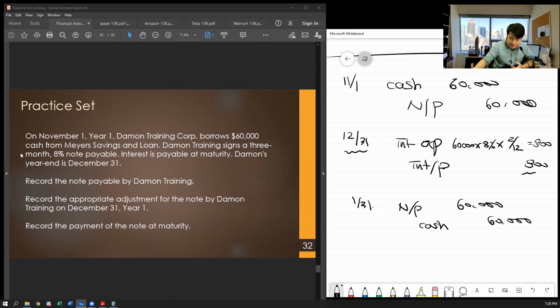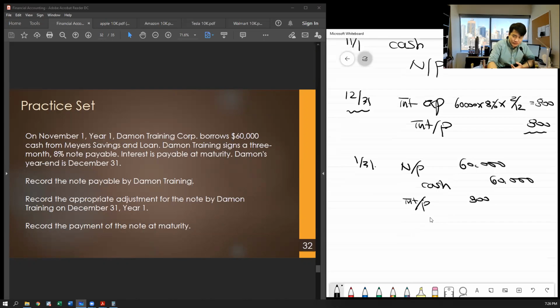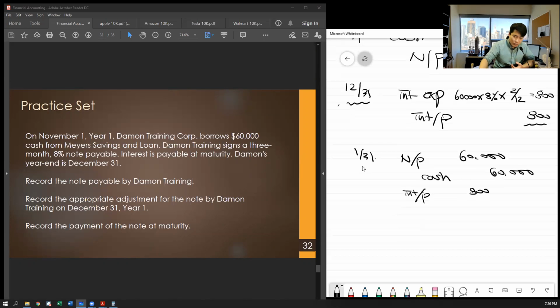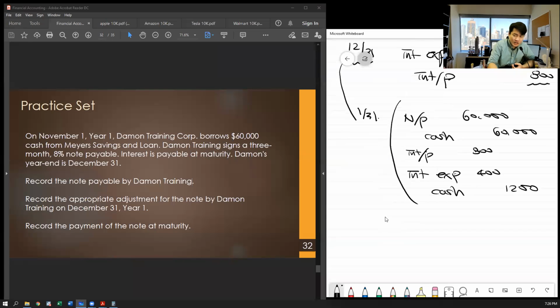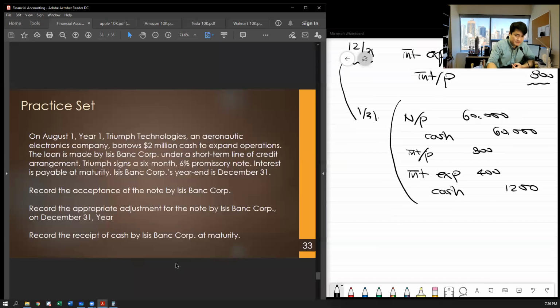So originally on December 31st, you reported interest payables of 800. And also from December 31st to January 31st, there is 1 month of accrued interest, and that's basically $400. So interest expenses of 400, and you're going to pay cash of 1,200. So this is a journal entry of the payment of the notes at maturity. Okay. Again, we did this multiple times in chapter 3, so hopefully you're very comfortable with this.